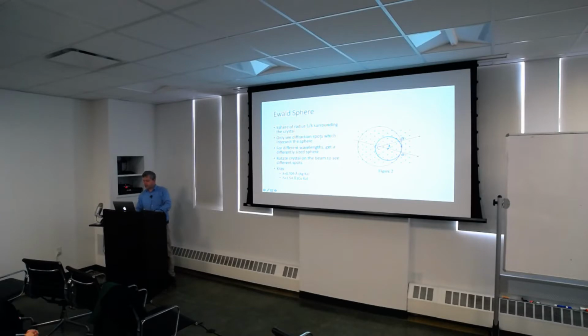And so the radius of it depends on the wavelength, so I guess these are two common wavelengths used in X-ray crystallography, and depending on the wavelength, you'll have a different size Ewald sphere, and so you'll get different diffraction spots and different orientations of it. And what you actually have to do is rotate the crystal in the beam, and that rotates this through this lattice to get the different diffraction spots.